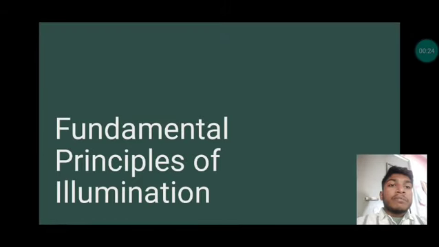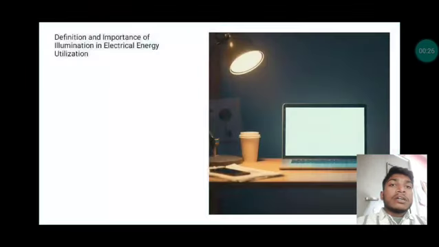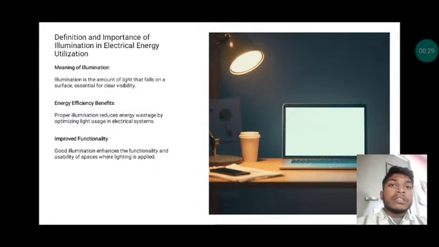Coming to the fundamental principles of illumination, the definition and importance of illumination in electrical energy utilization: illumination is the amount of light that falls on a surface, essential for clear visibility. Energy efficiency benefits: proper illumination reduces energy wastage by optimizing light usage in electrical systems. It also improves functionality; good illumination enhances the functionality and usability of spaces where light is applicable.